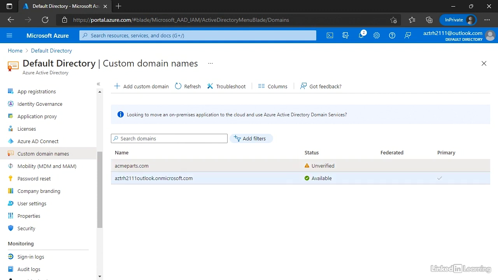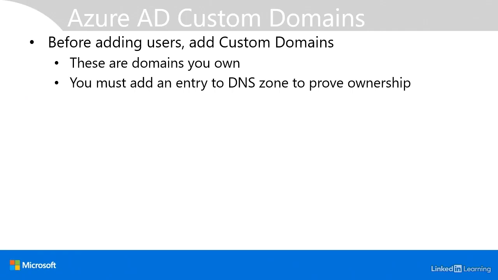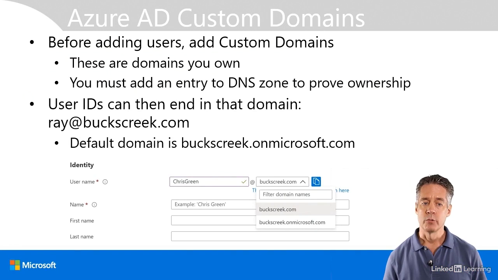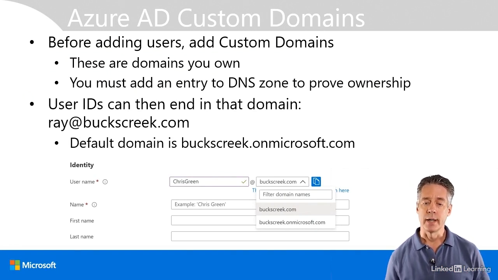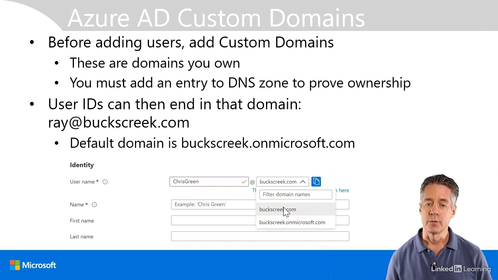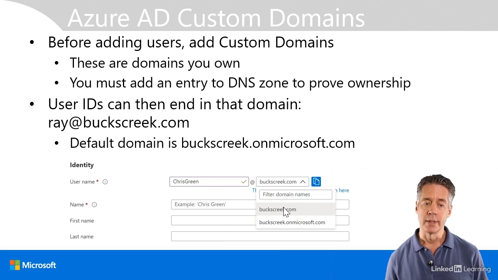So it's an important step to do this, and I'll show you what I did in my own private domain. So I own buckscreek.com. When I verified that domain in my Azure AD tenant, I am then allowed to use that as a suffix for usernames that I create in Azure AD. So it's important to set up custom domains before you begin adding users in.